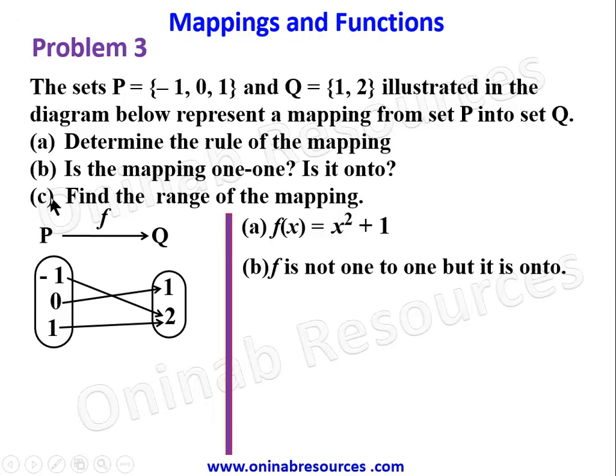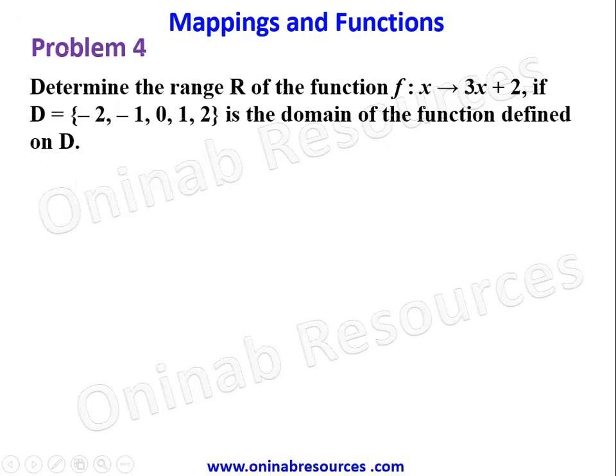So we go to C. For C, we are to find the range of the mapping. We have already mentioned that it is the same thing as the codomain. So we have it as {1, 2}. So with this, we have done justice to problem 3. We go to problem 4.